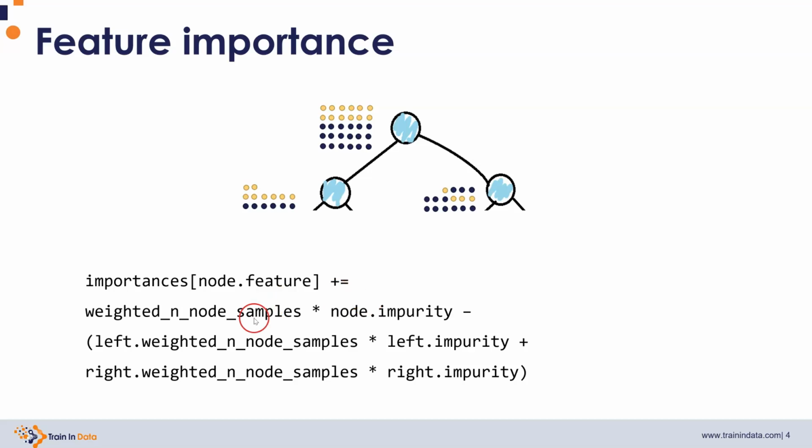With this formula here, we will calculate the importance of the feature selected at this node, but then the feature might be selected again at a follow-up node, so we need to repeat this procedure and add the importance to the importance that we obtain at this node. So let's illustrate this with an example.